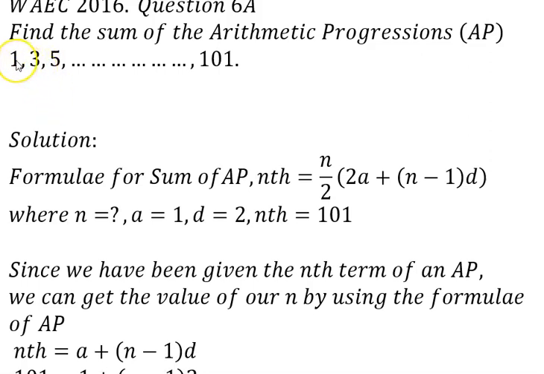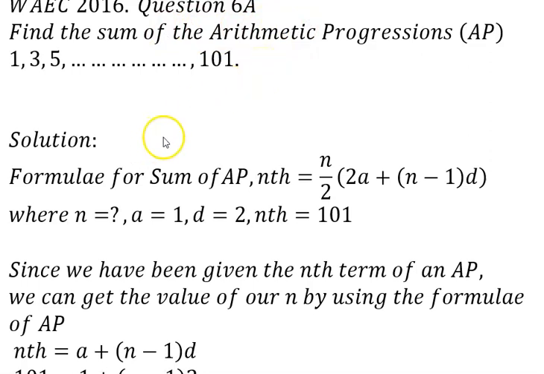So we know our first term. We don't know our number of terms because there are hidden details here. We know our first term to be 1. We know our common difference to be 2. We know our nth term, the end result, to be 101, but we don't know our number of terms. And we have to look for the sum of the AP. We can't get the sum of the AP without getting our what?